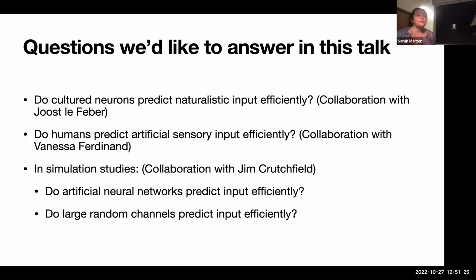So here are the questions we're going to try to answer in this talk now that we have this technology working for us. The first one is, do cultured neurons predict naturalistic input efficiently? This is a collaboration with Joost at the University of Twente in the Netherlands. The next one is, do humans predict artificial sensory input efficiently? This is a collaboration with Vanessa Ferdinand at the University of Melbourne, who's a cognitive scientist. And then in simulation studies, a collaboration with Jim Crutchfield, we're going to talk about artificial neural networks.